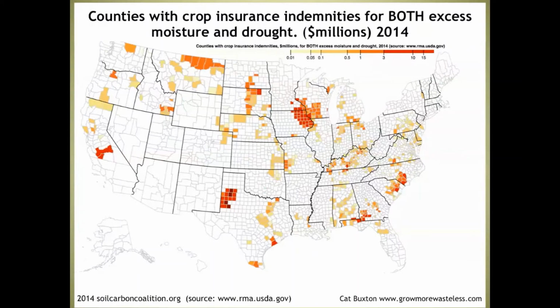This particular map is from the Soil Carbon Coalition.org website. You can go on there and find a lot of these different maps, very fascinating, and some little movies that you can play to show the change in time over the crop insurance indemnities that have been given out in the last 15 years. This particular map in 2014 really stood out to me because it's showing places where farmers, landowners have gotten crop insurance indemnities for both excessive moisture and drought in the same place at the same time. This is showing us that what's happening globally is also happening here.